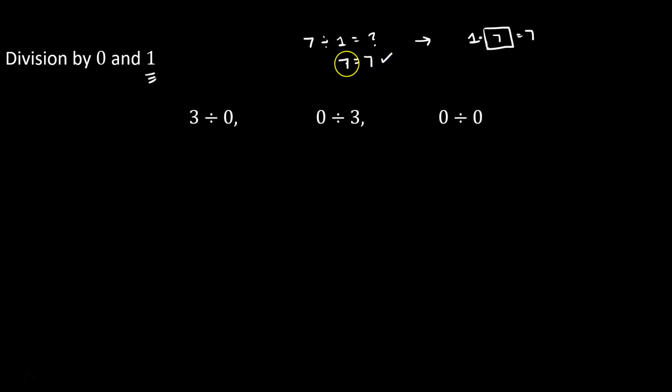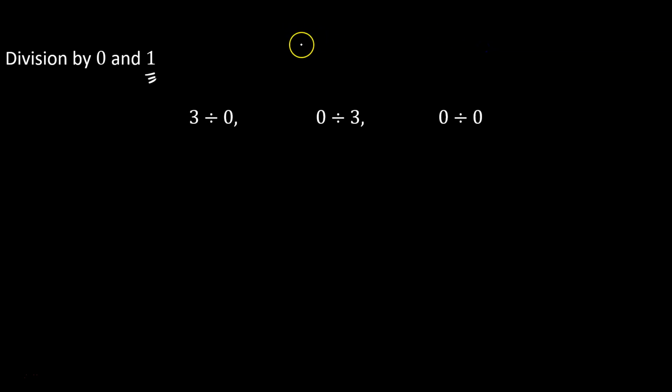Dividing by 1 results in the same number you started with. So just like multiplication, multiplying by 1, dividing by 1, they don't change the value of the number you're applying the operation to. But 0 is a little more tricky.